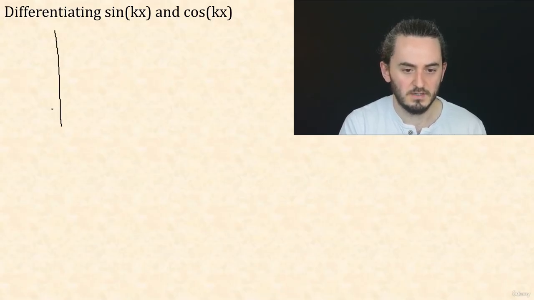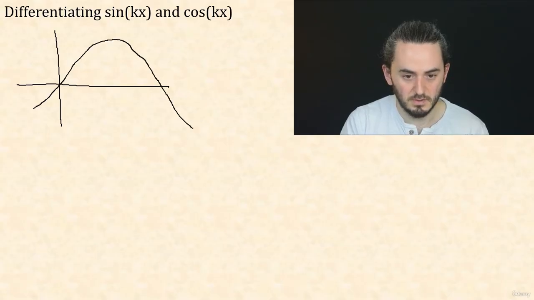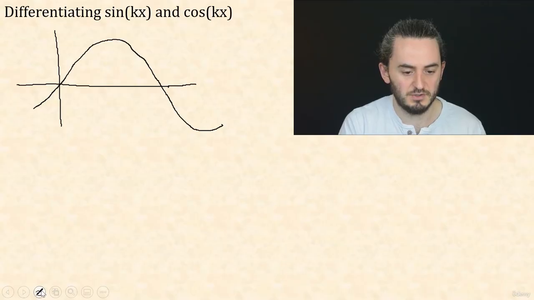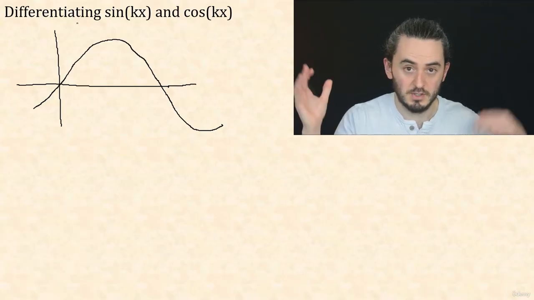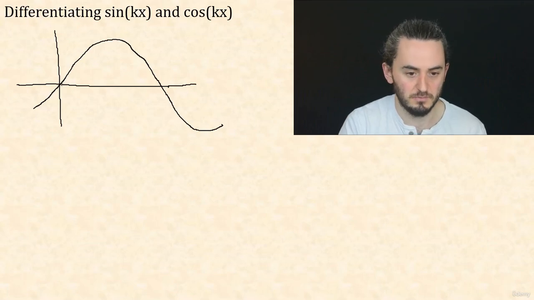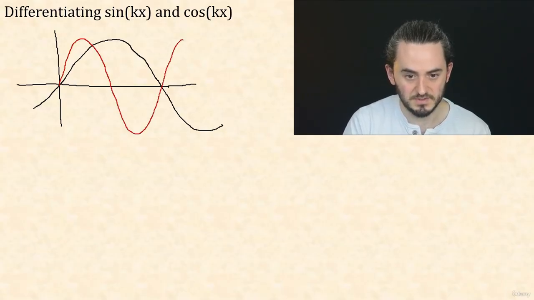Say that we were looking for the derivative of sine 2x. Well, if sine x looks like this, what does sine of 2x look like? We know from our graph transformations work that sine of 2x, that's like an f of 2x function, is just squashed in by a factor of 2. And it looks like this. It just oscillates twice as frequently.